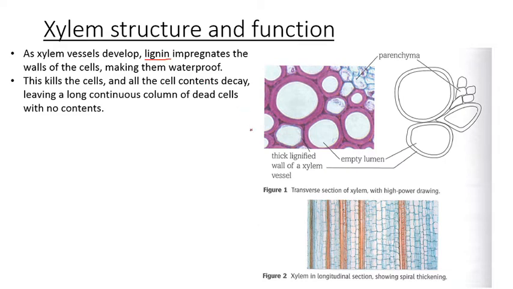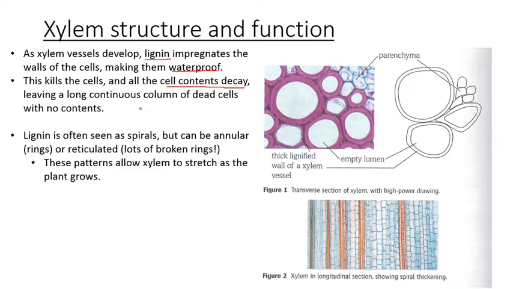lignin is an impermeable layer to water. So baby plants have no lignin, but as they get bigger and bigger, more and more lignin deposits around their xylem vessels. These xylem vessels, by the way, these xylem cells, when you're a baby plant, are alive. But the lignin, because it makes the cells waterproof, that means water can't get out, but also water can't get in. It means they die quite quickly, and all the cell contents decay. But what that does, it leaves you with a long, continuous tube of dead xylem cells with no content. It leaves you with a perfect tube.